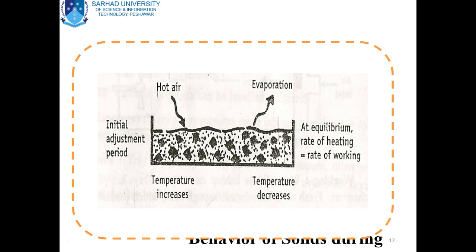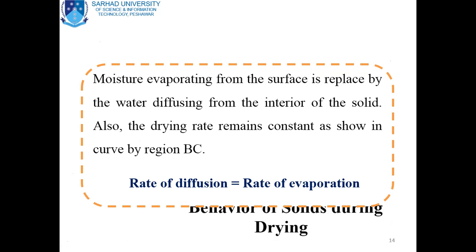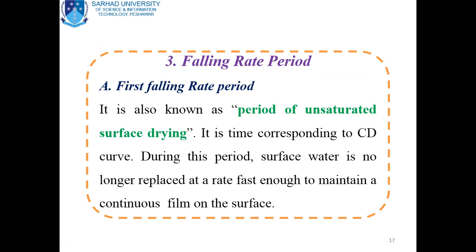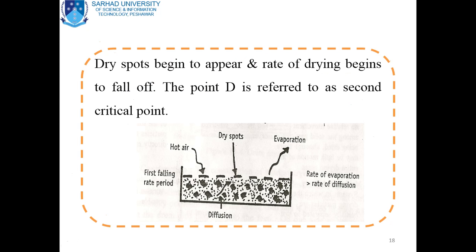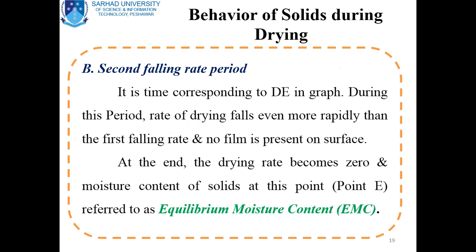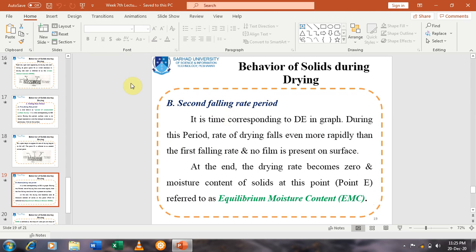The point D is referred to as the second critical point, while C was termed as the first critical point or moisture point. And the second falling rate period is the subdivision of the falling rate period, at the time corresponding to D in the graph.